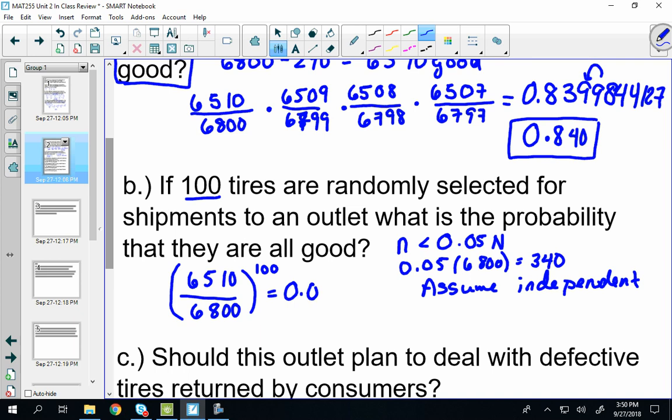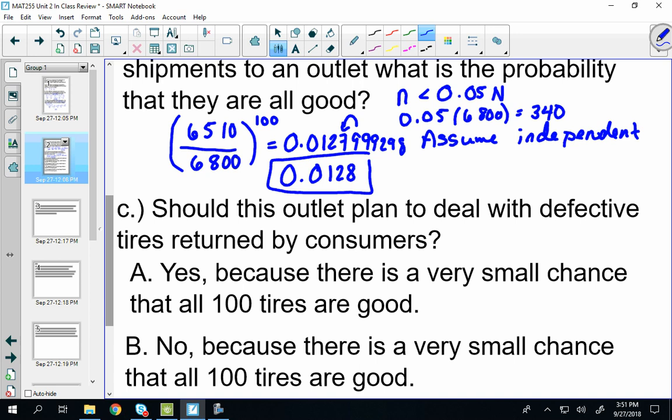If I do that, I get 0.01279999298. And same thing, I'm going to round to those 3 significant digits, so I'll have 0.0128 as that probability.